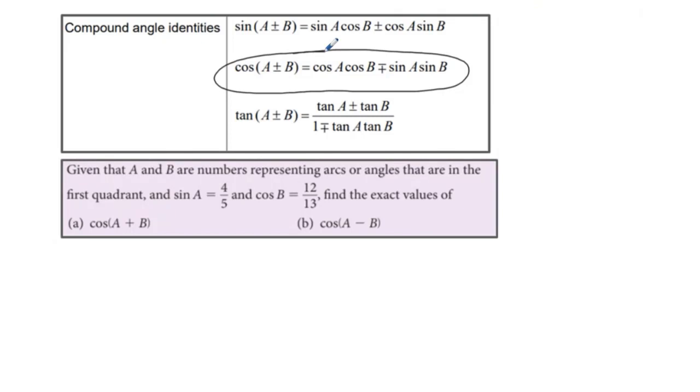Right now, we know sine of A and we know cos of B. So we're going to have to find sine of B and cos of A. And the way to do that is to use the Pythagorean identity and to remember that we've been told it's in the first quadrant. In the first quadrant, everything is positive. Sine, cos, and tan are all positive. So the first step, from sine A, work out cos A. From cos B, work out sine B.